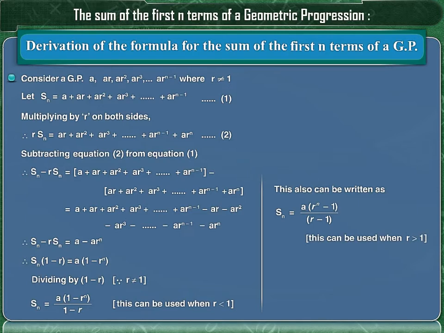The above formula is applicable when r is not equal to 1. When the common ratio r is 1, then the GP becomes a, a, a and so on. Therefore, the sum of the first n terms Sn is n a.